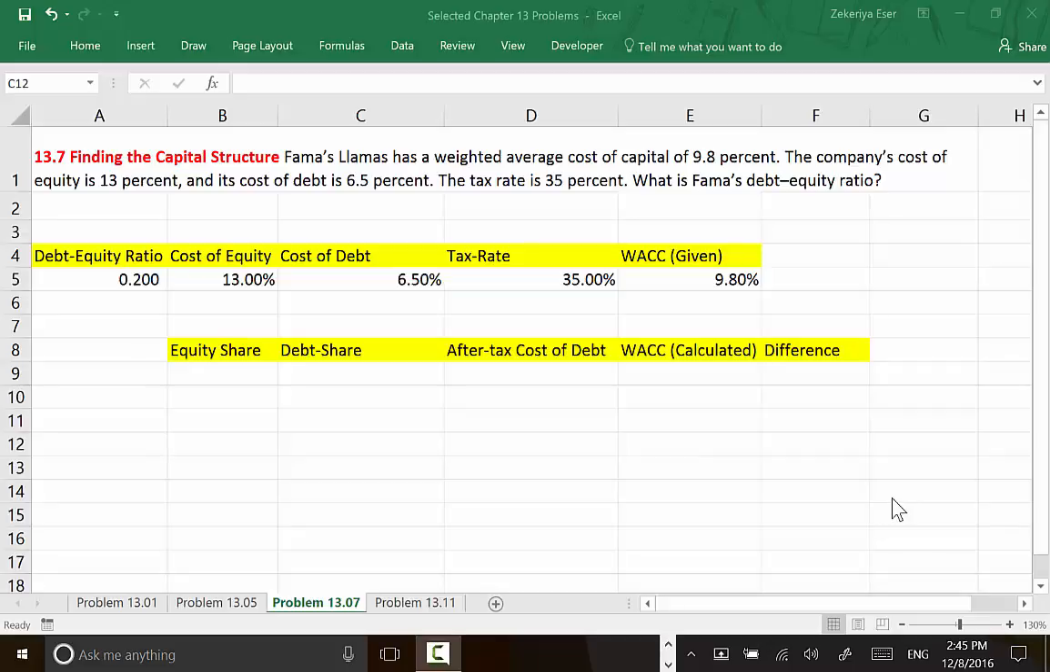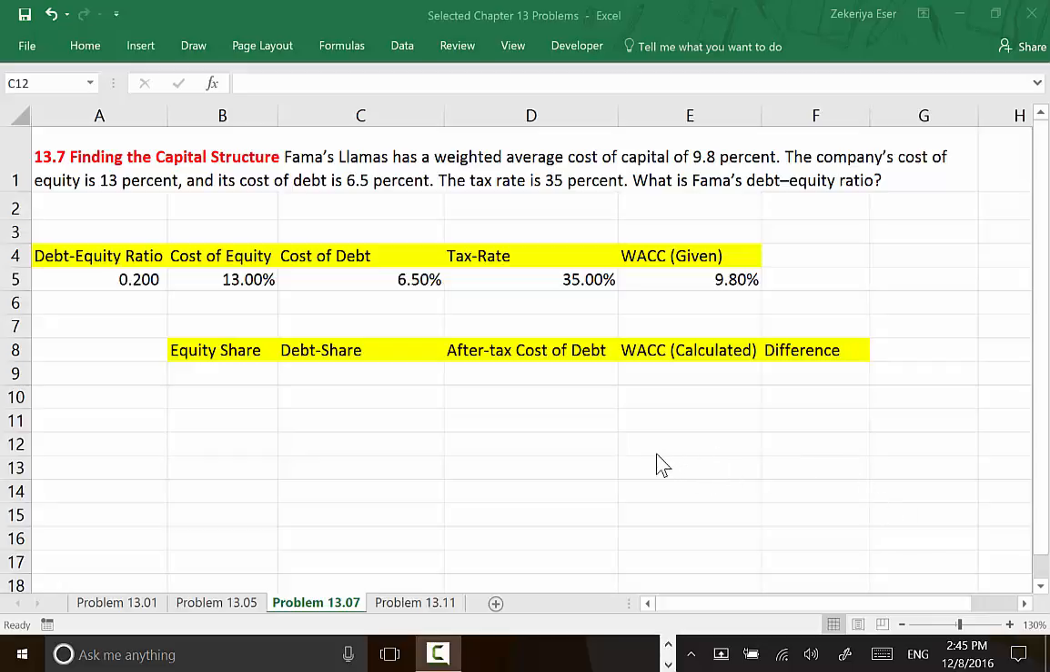In this problem, we have a firm that has a weighted average cost of capital of 9.8%. So we know the WACC already. We know the cost of equity at 13% and cost of debt at 6.5%. The tax rate is 35%. What we do not know is Farmer's debt equity ratio.